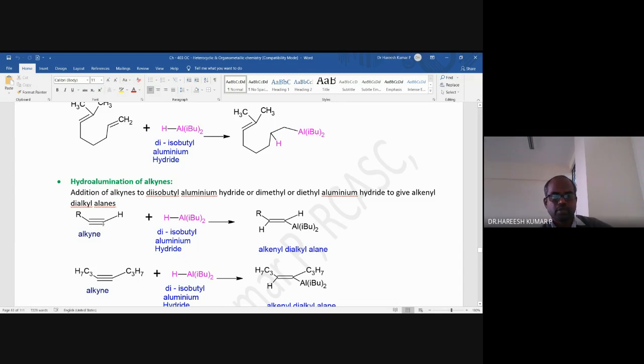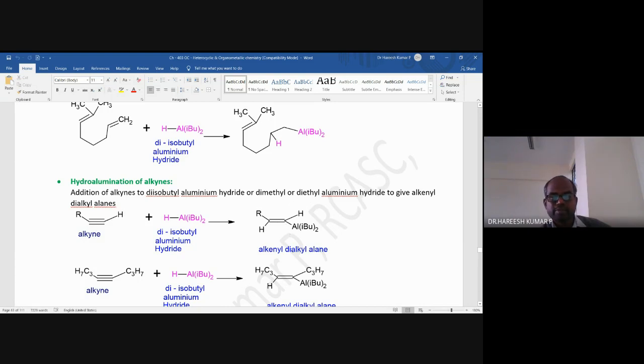So what is happening here? Diisobutyl aluminum hydride is added to a triple bond, or alkyne. Again, the same rule: H minus will add to the more hindered carbon. The R group is more hindered compared to the hydrogen, which is a small group. So Al will form a bond here. What it means is that the triple bond is converted into a double bond.